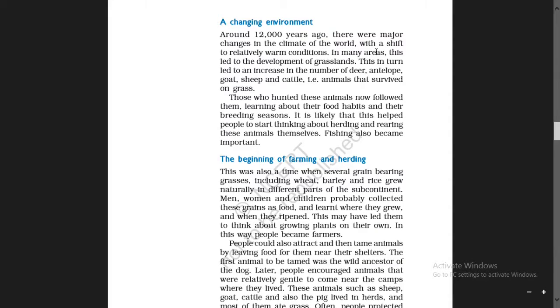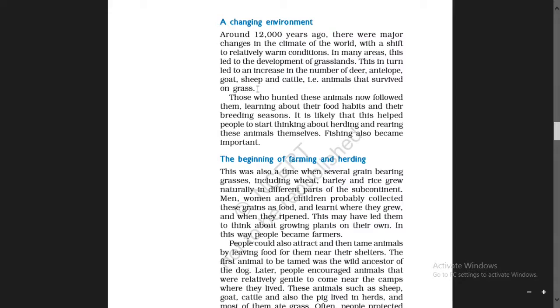In many areas, this led to the development of grasslands. As a result of the warming of those areas, grasslands developed. This in turn led to an increase in the number of deer, antelope, goat, sheep, and cattle, that is, animals that survived on grass.